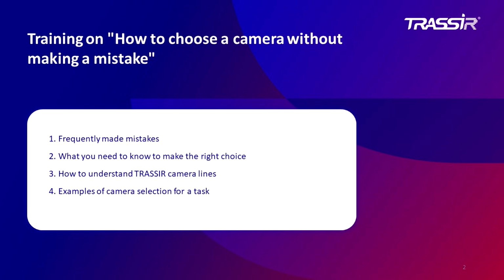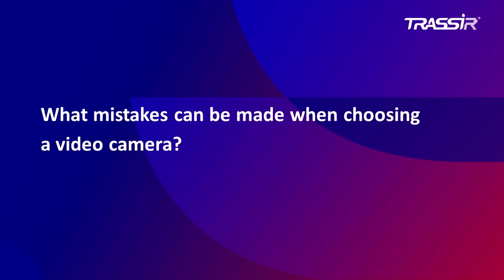First, mistakes that are often made when choosing cameras. Second, what you need to know to make the right camera choice. Third, how to understand TRASSIR camera lines. And fourth, let's look at an example of equipment selection on one of the successfully implemented cases. Let's start with the problems and mistakes that we can make when choosing cameras.